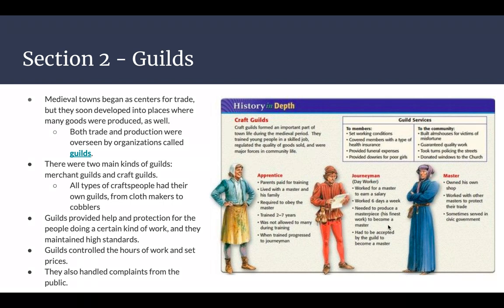And again, if they could afford to start up their own business, they could become a master, who is someone who owned his own shop and worked with other masters in the guild to protect their trade. Sometimes they also served in the government. And it was then those masters that would hire more apprentices and start the cycle over again.